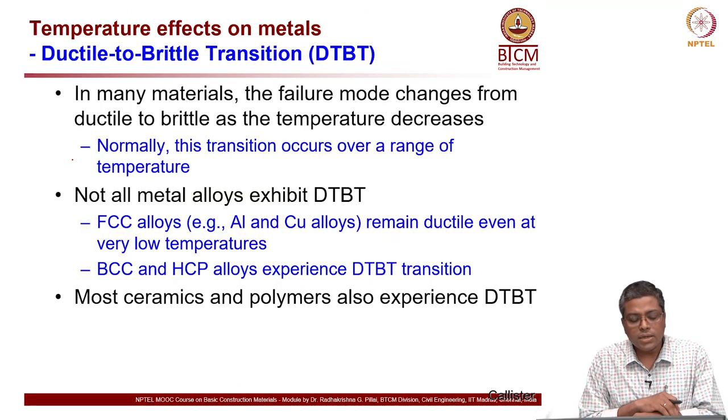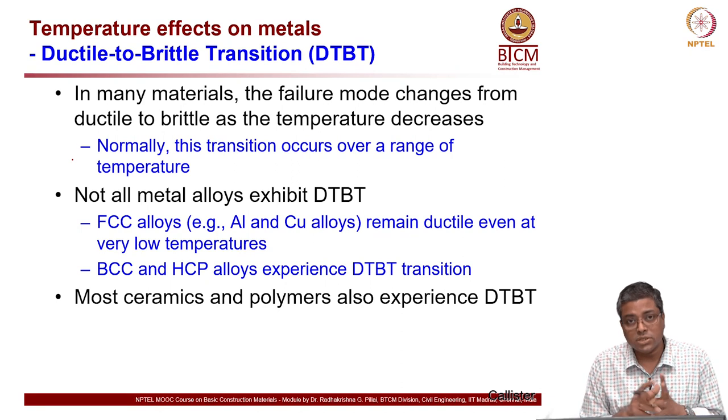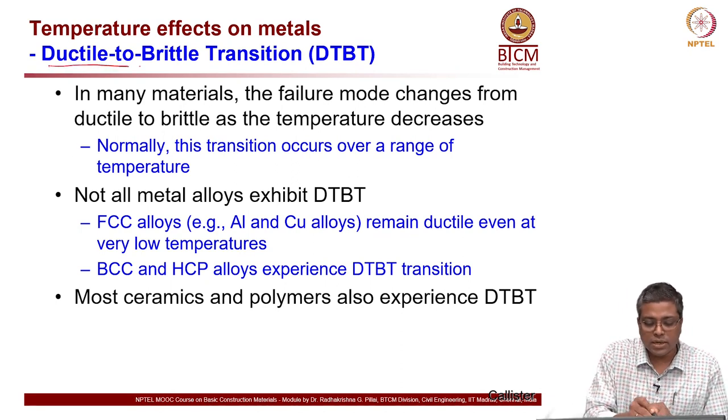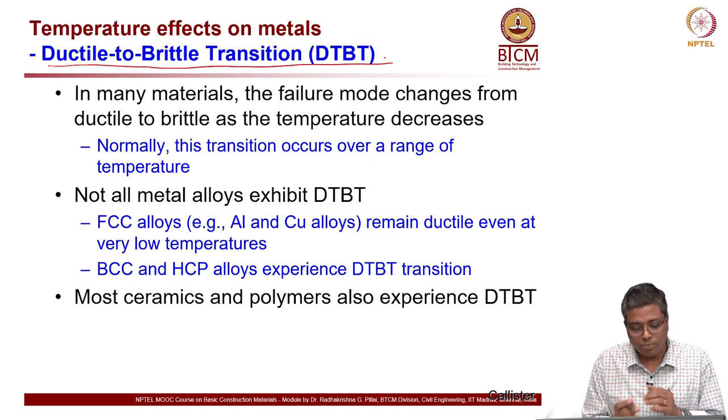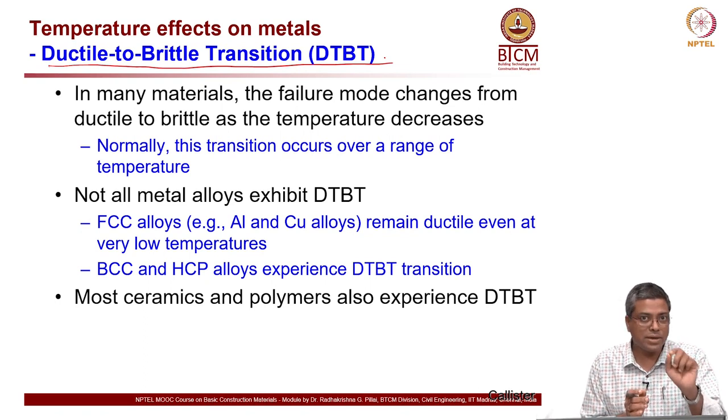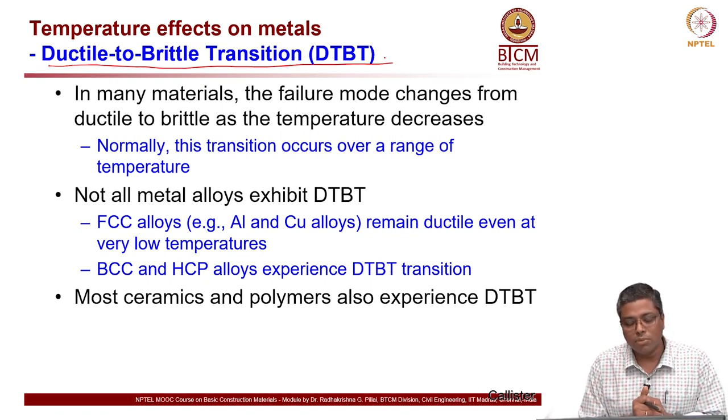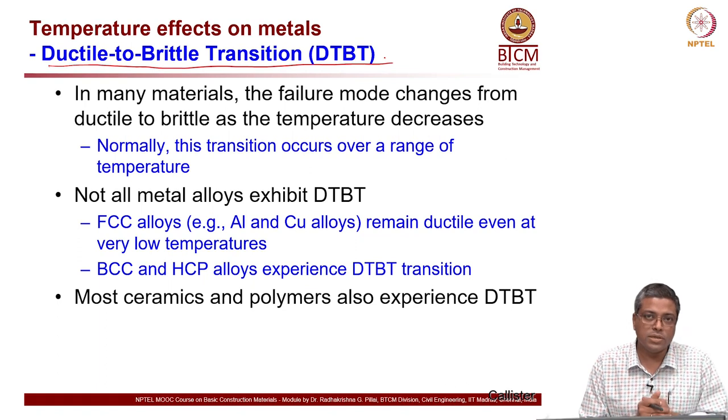Now, another behavior, which is mainly for metals, as a temperature effect, is the ductile to brittle transition. In the previous to previous slide, I mentioned that the last point was that metals can also have some influence because of the change in temperature.